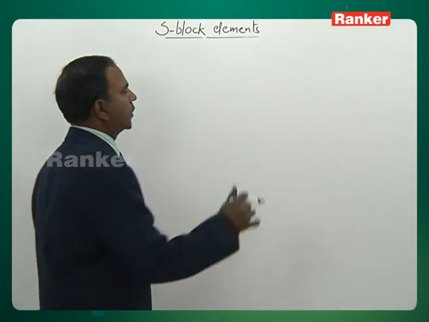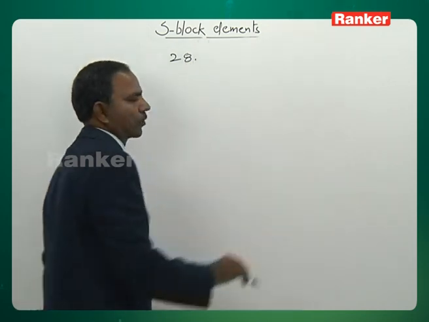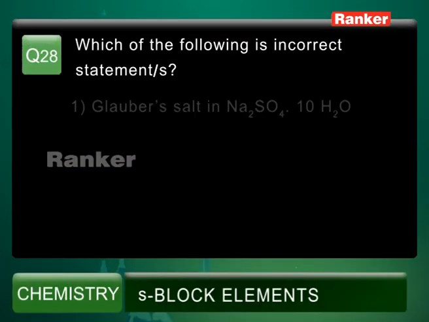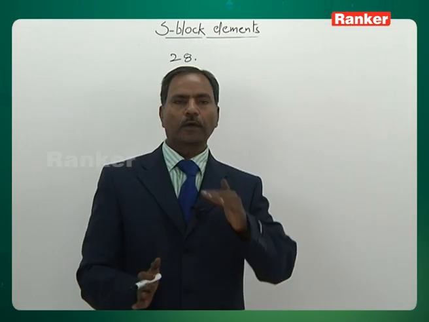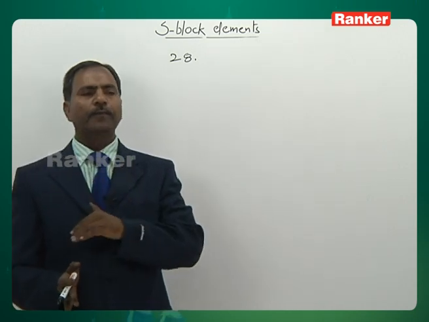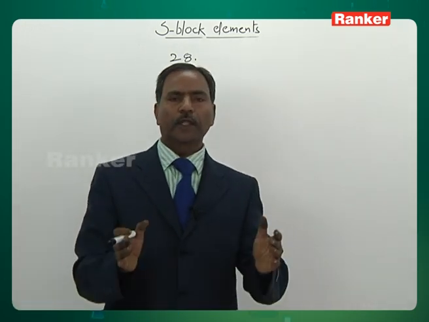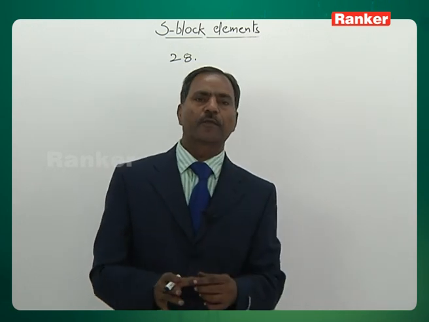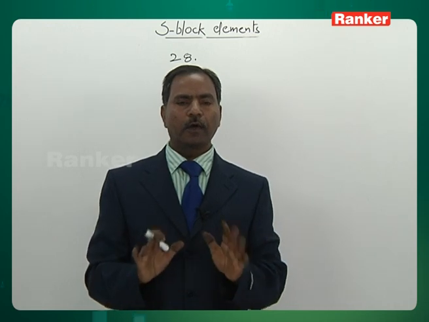Next, question number 28. Which of the following is the incorrect statement? Again, let us see which is the incorrect statement. 1. Glauber salt is Na2SO4 10H2O. Yes, sodium sulfate 10H2O is generally known as Glauber salt. For that, I said you have to remember some of the common names of different salts. Many are there, but you have to remember them to answer this type of questions. Remember, sodium sulfate 10H2O is commonly known as Glauber salt.